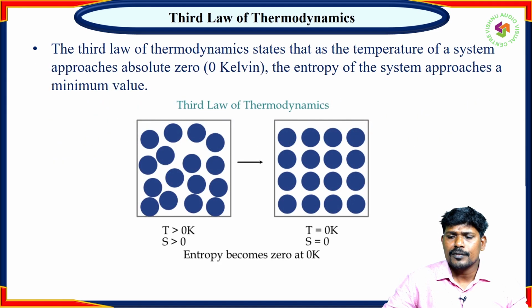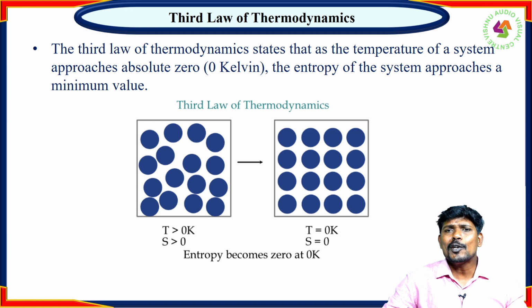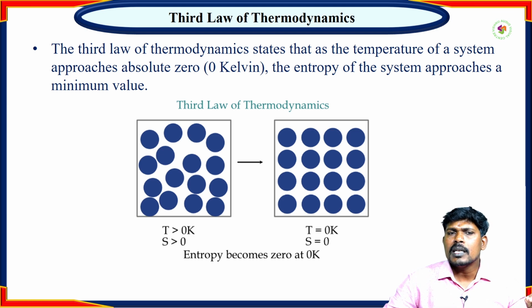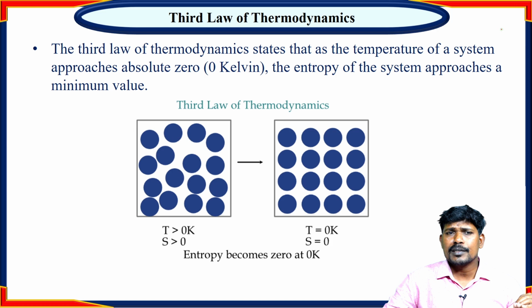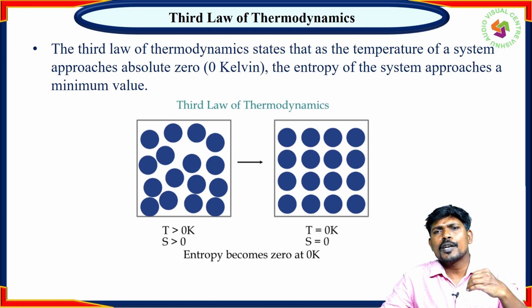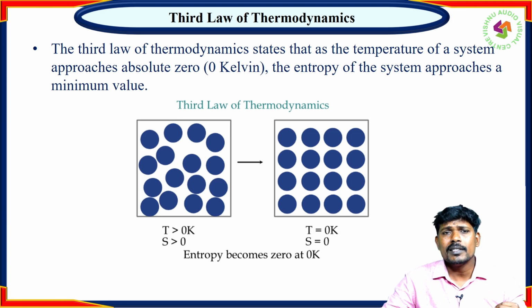Next one is the third law of thermodynamics. The third law of thermodynamics states that as the temperature of a system approaches absolute zero, the entropy of the system approaches a minimum value. Generally, according to the second law of thermodynamics, the entropy of an isolated system continuously increases with the progression of time. But the third law says the entropy of any particular system can be minimized, or it won't increase with the progression of time when it reaches 0 Kelvin.